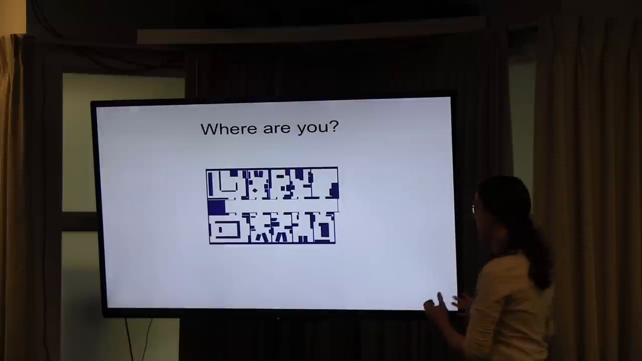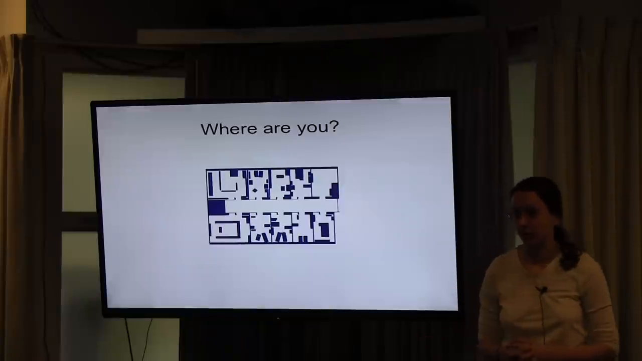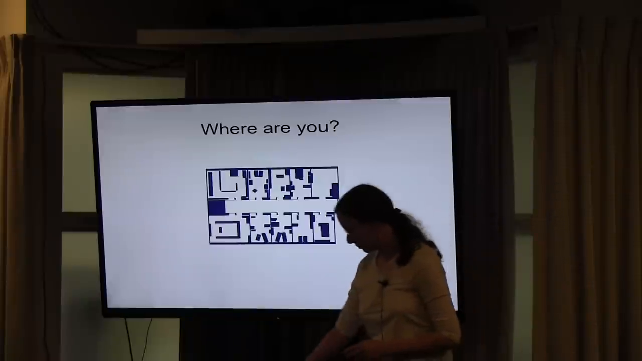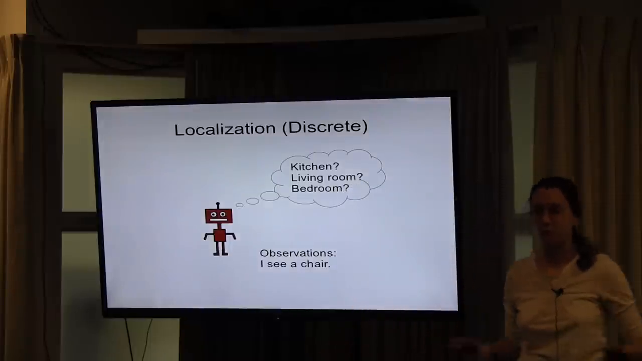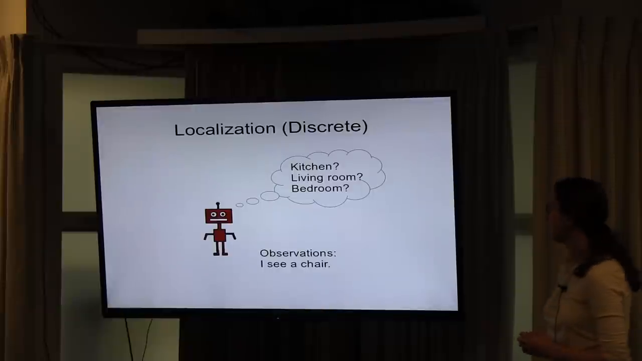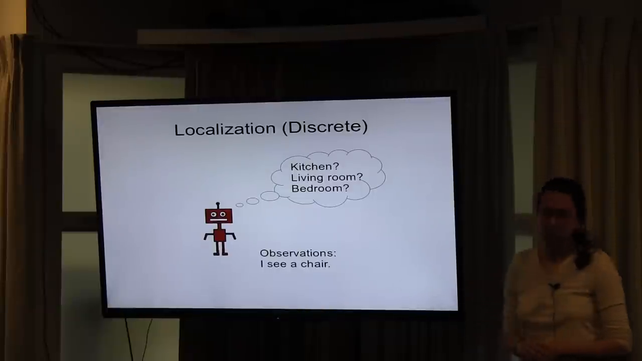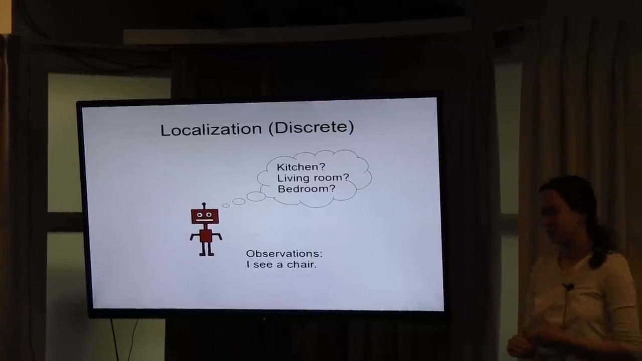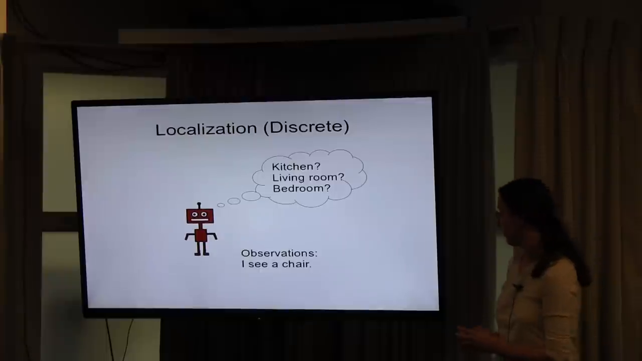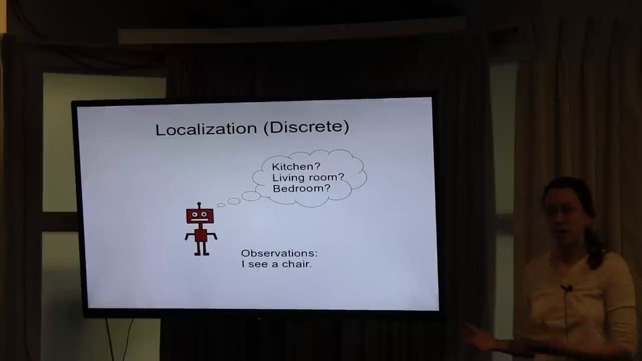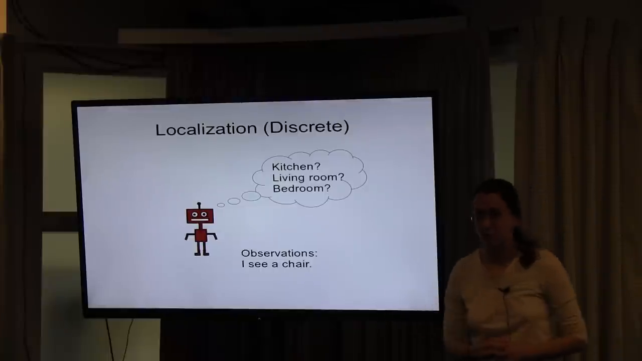The challenge is, given this noisy measurement, to figure out where in the environment the robot actually is. Today we're going to think about an easier version of this problem that has fewer parameters and fewer assumptions. In this world, this is our little robot, and there are only three places he could be: the kitchen, the living room, or the bedroom. And he gets to make observations. For example, we're going to pretend that our robot has a chair detector. This is actually not that crazy. There's a lot of work in computer vision on object recognition.